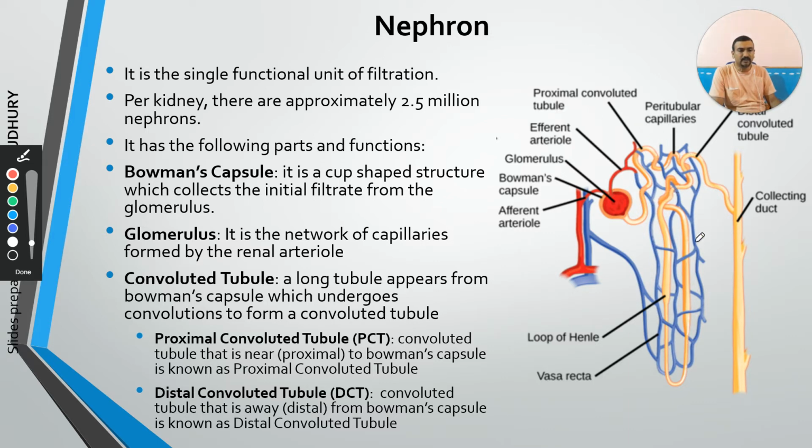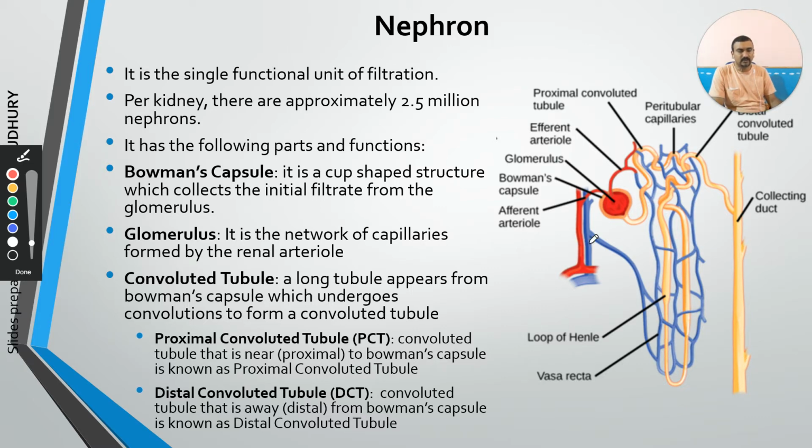Then it continues as a straight tube which takes a U-turn and comes up. This entire U-tube is called as loop of Henle. Then again it forms some convolutions. So there is another convoluted tubule which opens into a single tube called as a collecting duct. We call it as collecting duct because it collects urine from multiple such nephrons. Maybe one here, then another here will join, another here will join. So multiple nephrons join here. So we call it as collecting duct.